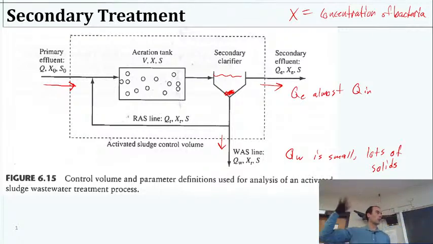The difference here is we're controlling the sludge. So we have all this sludge growing, activated, so to speak. Then we have this return activated sludge line, RAS. That's going to be the return or recycled activated sludge.